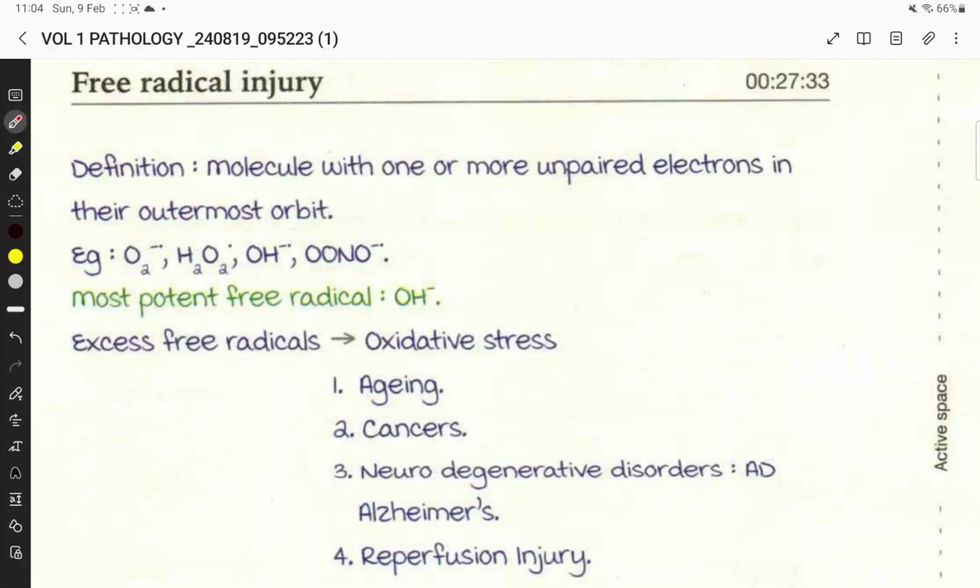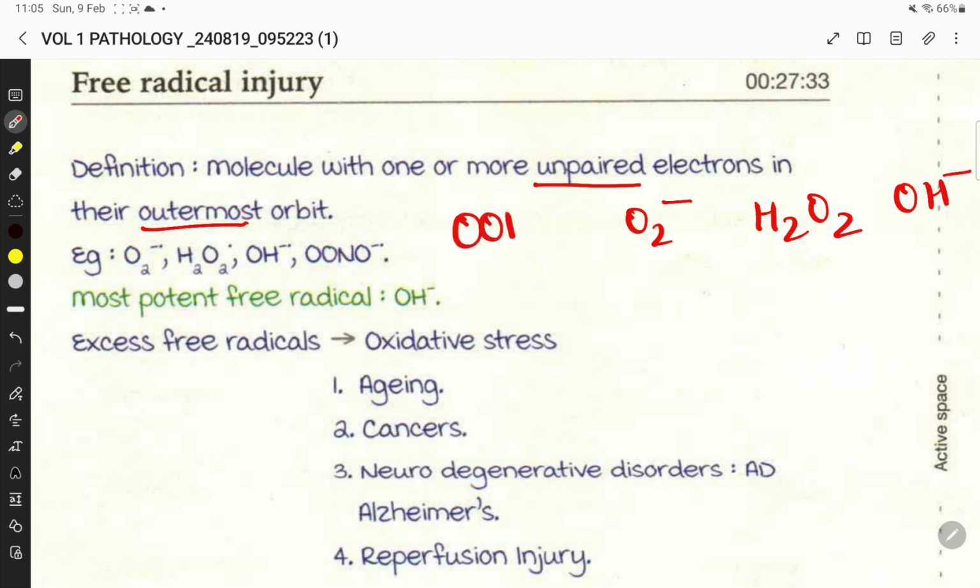Free radical injury. Definition: a free radical is a molecule with one or more unpaired electrons in its outermost orbit. Examples of free radicals: O2 minus, H2O2, OH minus, and OONO minus.